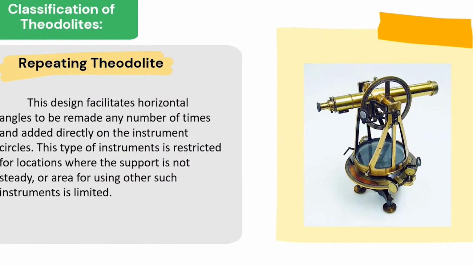So punta naman tayo sa classification of theodolites. So first is yung repeating theodolite. This design facilitates horizontal angles to be remade any number of times and added directly on the instrument circles. This type of instruments is restricted for locations where the support is not steady or area for using other such instrument is limited. So ginagamit yung repeating theodolite kapag, for example, magsusukat tayo ng lupa sa mga burol.